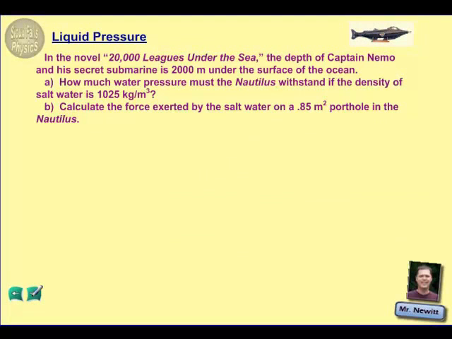To figure out pressure, we have to take our pressure equation, which tells us that if we take the density of the water that it's in, multiply it by the force of gravity and how deep it is, that will simply give us the pressure that the Nautilus is undergoing. So pressure is equal to the density of the water, which is given to us as 1,025, and that's kilograms per meter cubed.